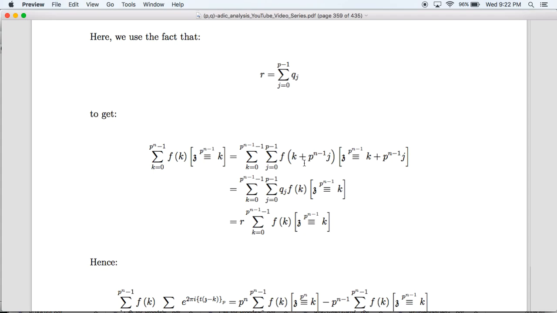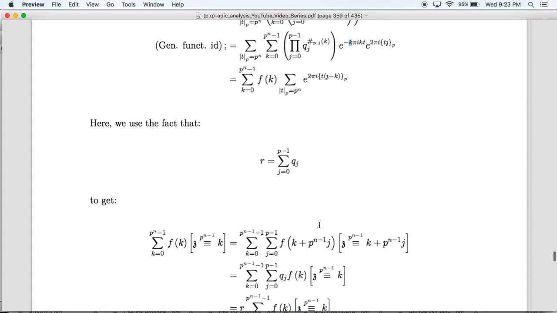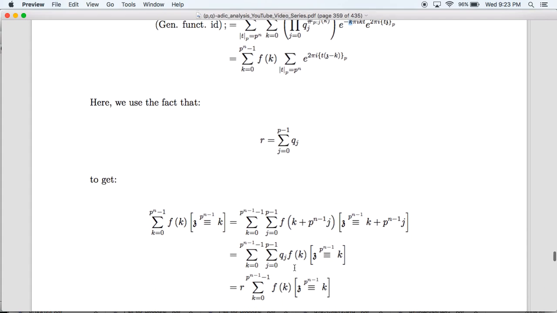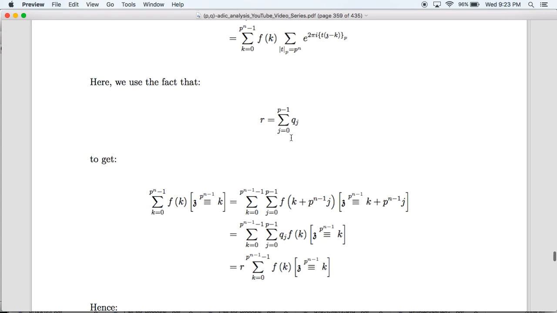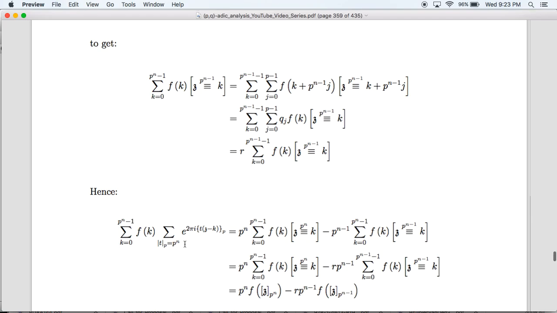So in other words, what we're doing here is instead of just considering k, we're replacing this with k, and then we're allowing the rightmost p-adic digit of k to be determined by j. Since this kills the Iverson bracket here, it will kill things that are congruent to 0 mod p to the n minus 1. This goes away, and then we use the fact that f of k plus p to the n minus 1 j, the functional equation for f, then tells us that this is just the same thing as multiplying by q j, and then we use the fact that the sum of all of the q j's is r. And so we then get this is that.